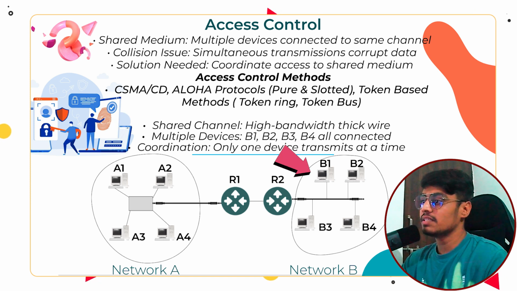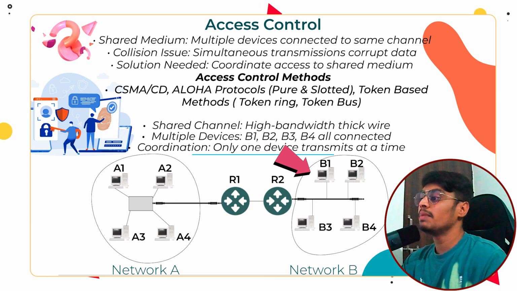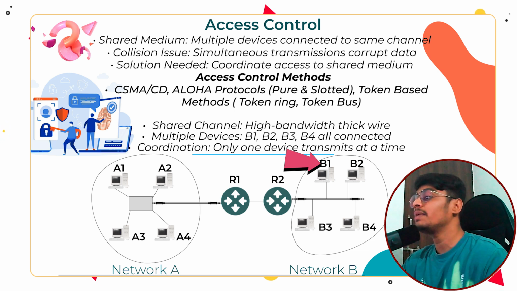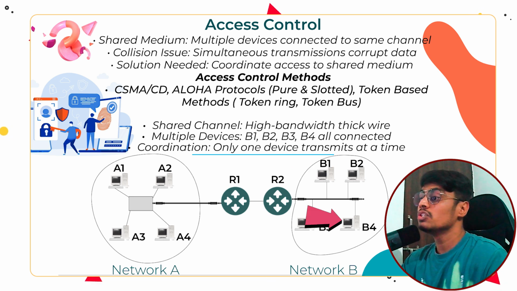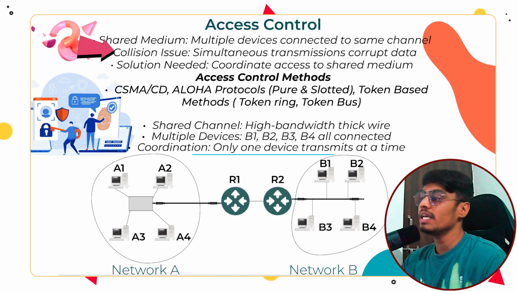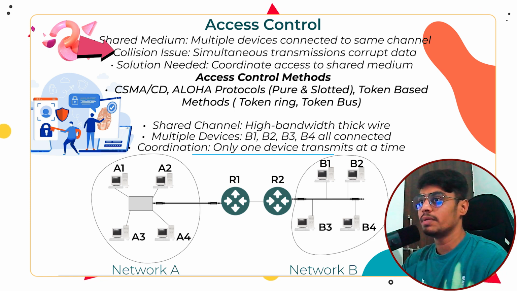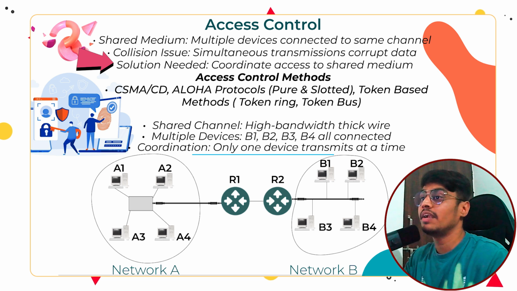When multiple devices are connected through this shared medium, what problems come up? The problem is who will send the message and when. Let's say B1 starts sending a message, and at the same time B4 also starts sending a message. So what will happen to the messages of both? They will collide. There will be a collision. When the messages collide, they will not be useful to anyone. The messages lose their value and become corrupted. So collision is a major problem here. That means we need access control.